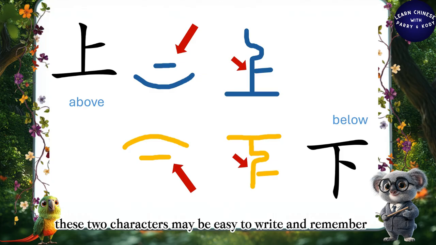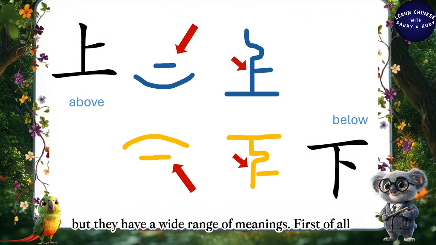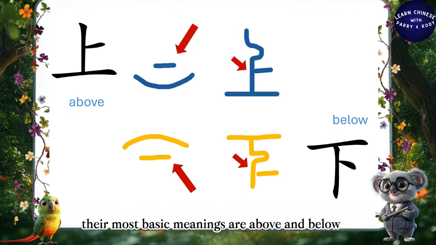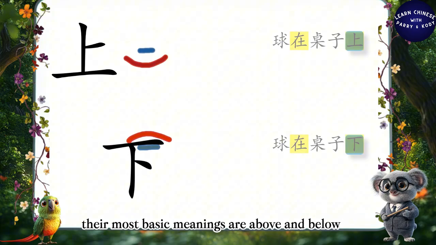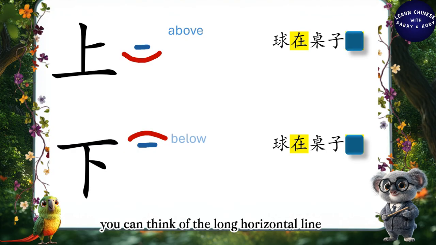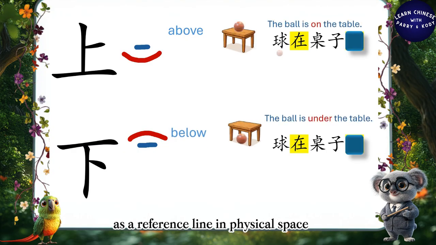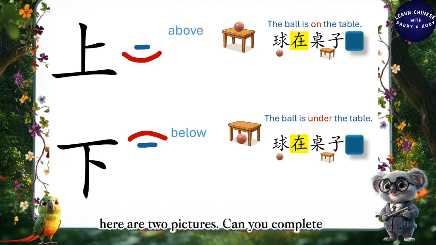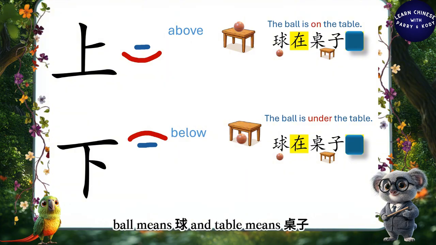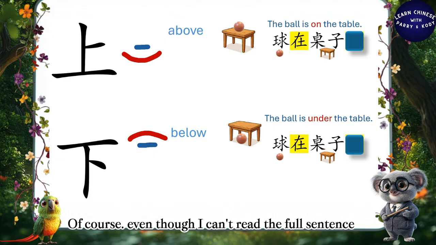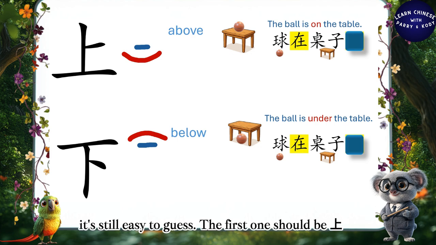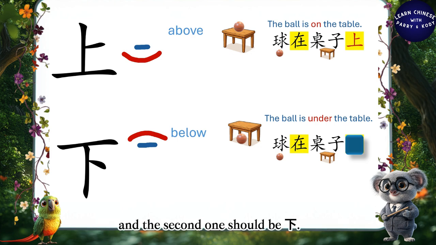These two characters may be easy to write and remember, but they have a wide range of meanings. First of all, their most basic meanings are above and below. You can think of the long horizontal line as a reference line in physical space. Here are two pictures. Can you complete the Chinese sentences based on the English? 抱 means hold, 球 means ball, and table means 桌子. Of course, even though I can't read the full sentence, it's still easy to guess. The first one should be 上, and the second one should be 下.